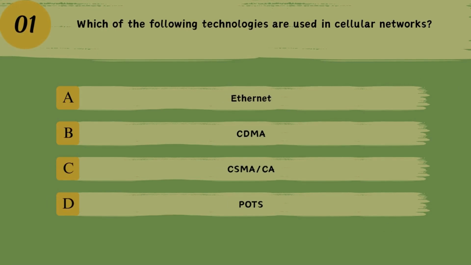Question 1. Which of the following technologies are used in cellular networks? A. Ethernet, B. CDMA, C. CSMA/CA, D. POTS. Correct answer? B. CDMA.